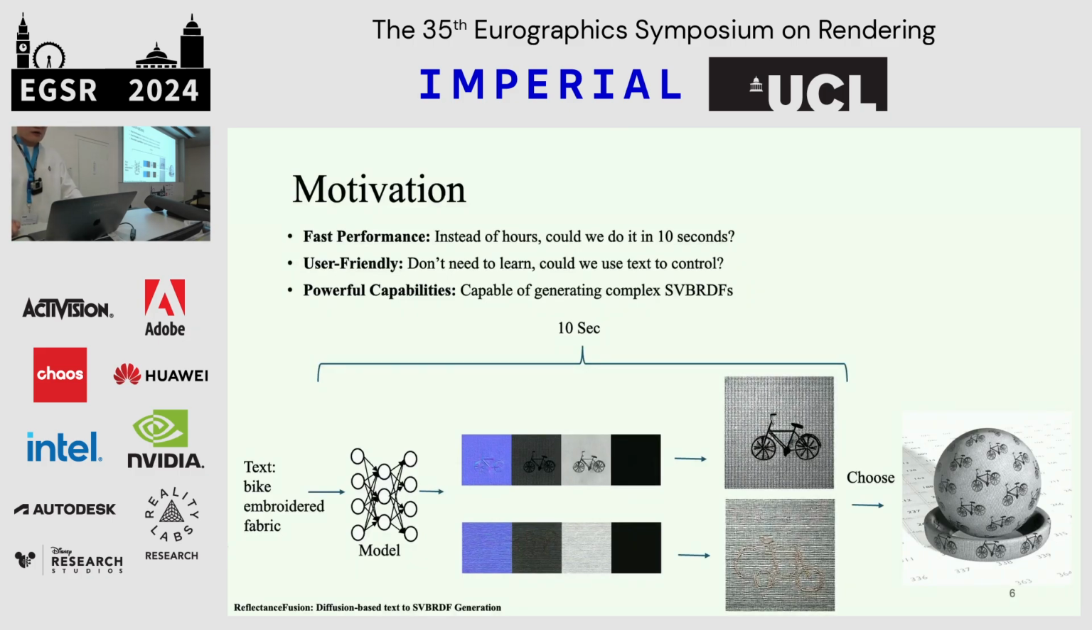So here is our ideal pipeline. We have the text input to the model, and within just a 10-second calculation, it gives us the result back. And we can generate it multiple times, choose which one we want, and then render our 3D materials.